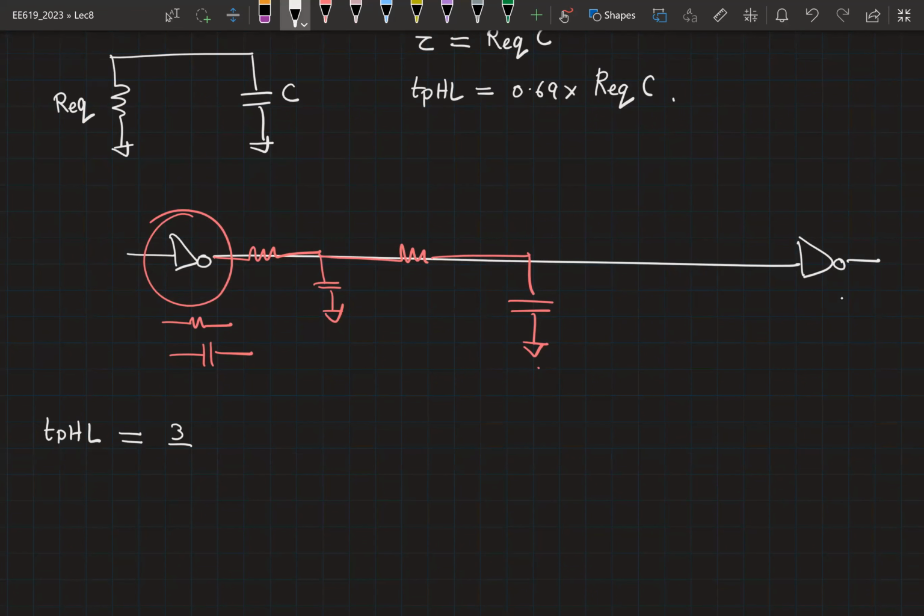So this is equal to 3 by 4 VDD by I naught. Is that all? TPHL, are we missing something? Right. So the value that you have given me is only R equivalent. So you will have 0.69 into this value into C. So can you tell me the final value? How much is this? Please do the calculation.